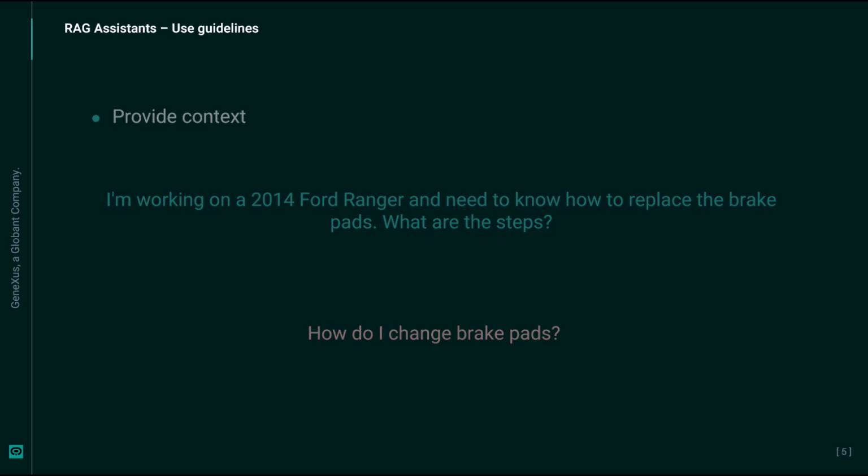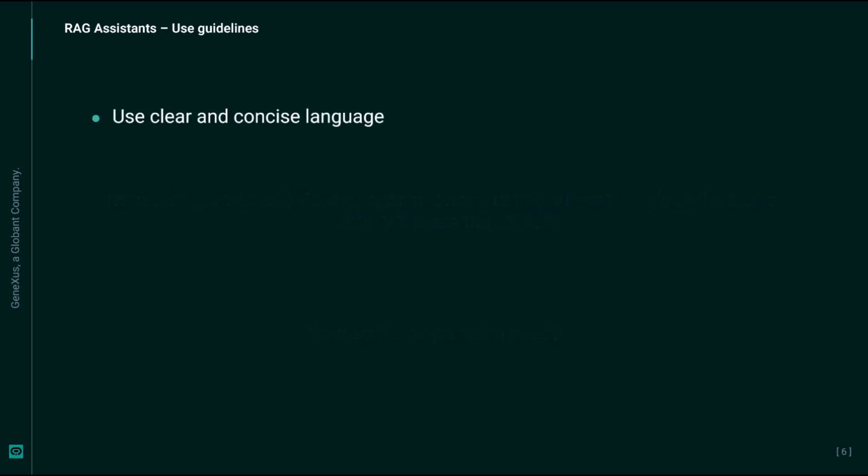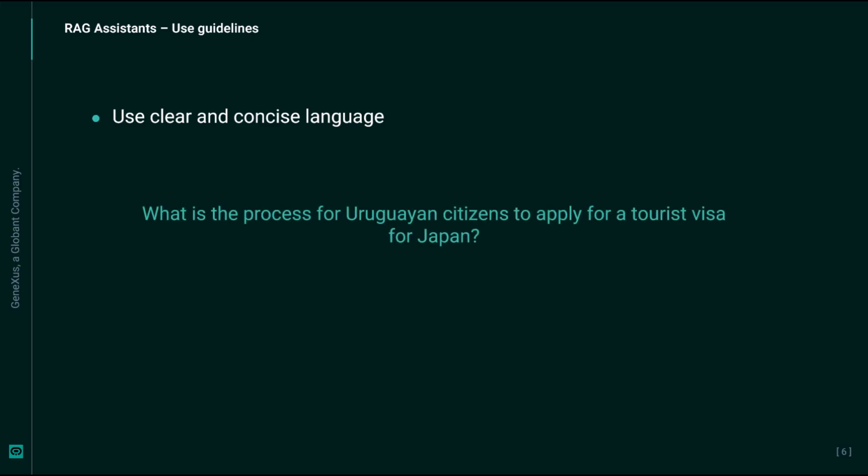Another recommended guideline is to use clear and concise language. It's important to be specific and clearly articulate what you're looking for in order to receive more accurate and relevant information. Avoiding ambiguity helps the assistant provide accurate answers. A correct example would be to ask, what's the process for Uruguayan citizens to apply for a Japan tourist visa? On the other hand, it would not be recommended to simply ask, how do I travel to Japan?